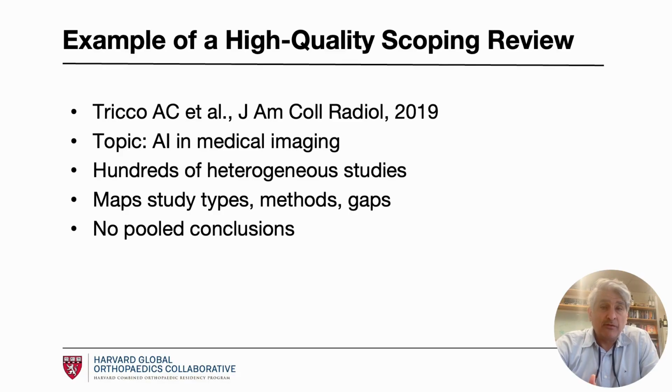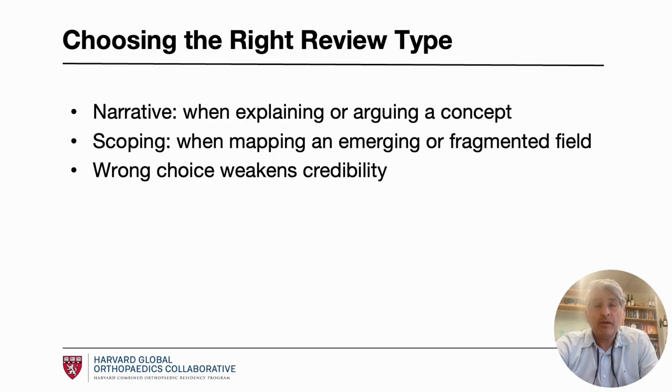So there are hundreds of heterogeneous studies. You map the study types, their methods, and the gaps, and there is no pooled conclusion. That's one of the main differences with a narrative review. Editors reject good writing all the time because the article type is wrong. So choosing the right review type is very important.